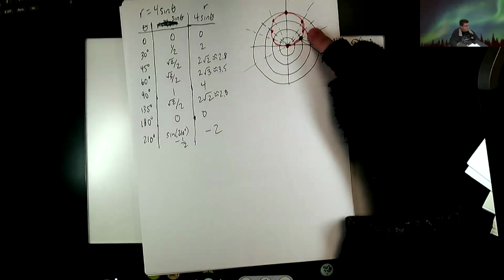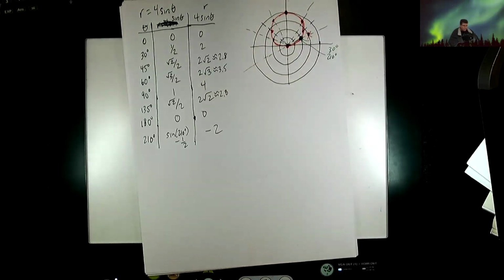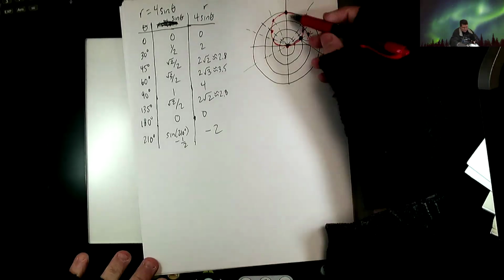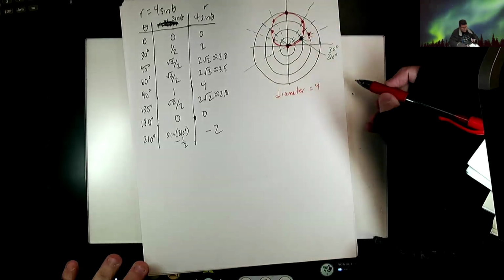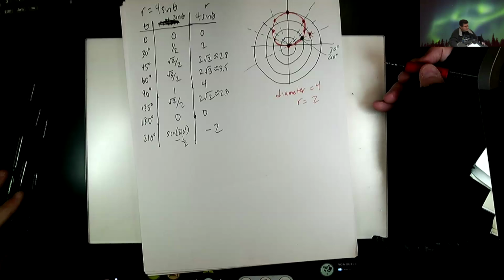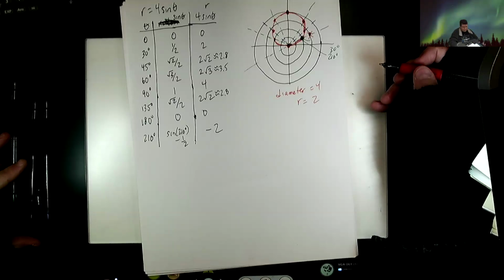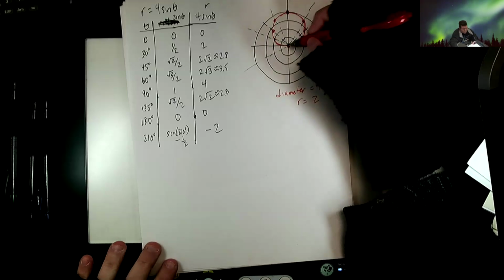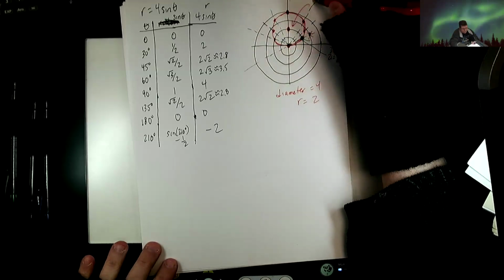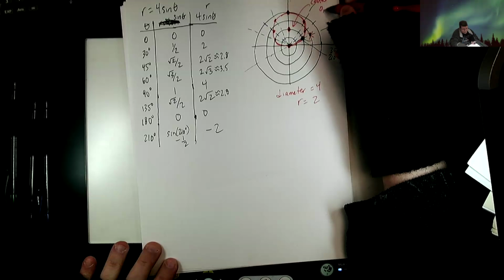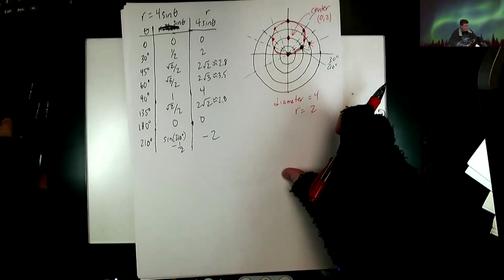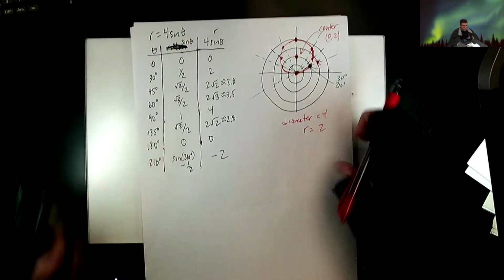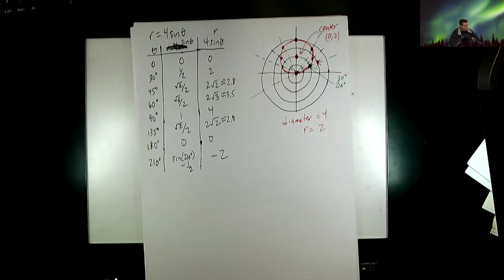It looks like a circle, right? So the diameter is 4, which means a radius of 2. Which means the center would be at 0, 2. Does that look about right? We're going to check it by writing the equation of a circle at that point and seeing what happens when we switch to polar.